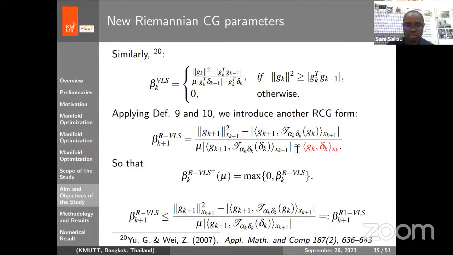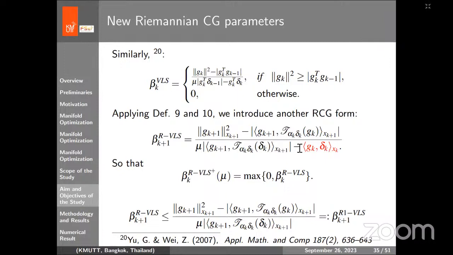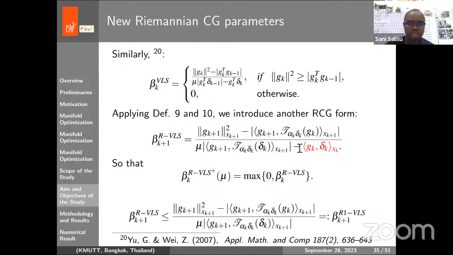Oh yes, I see. Whenever mu is strictly bigger than one, but for mu becoming one, that is a serious problem. So here one suggests a value for mu, that is to say it must be strictly bigger than one. Yes.